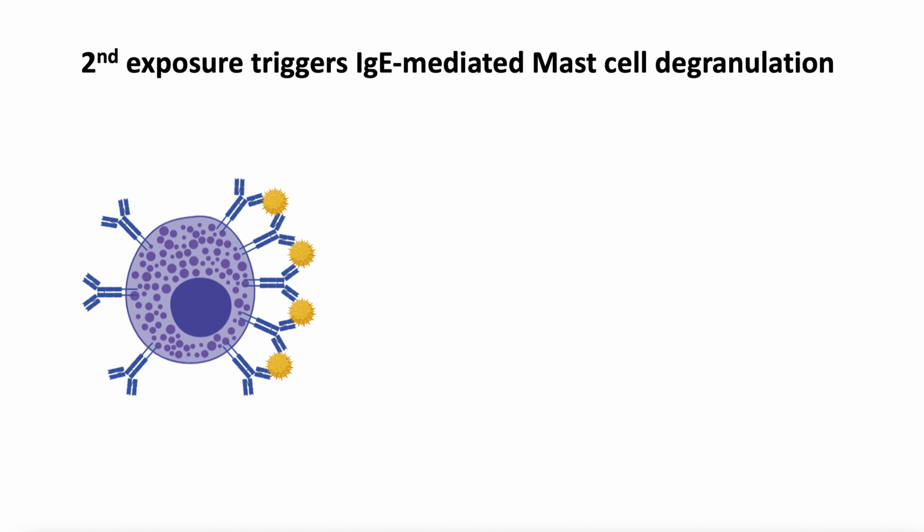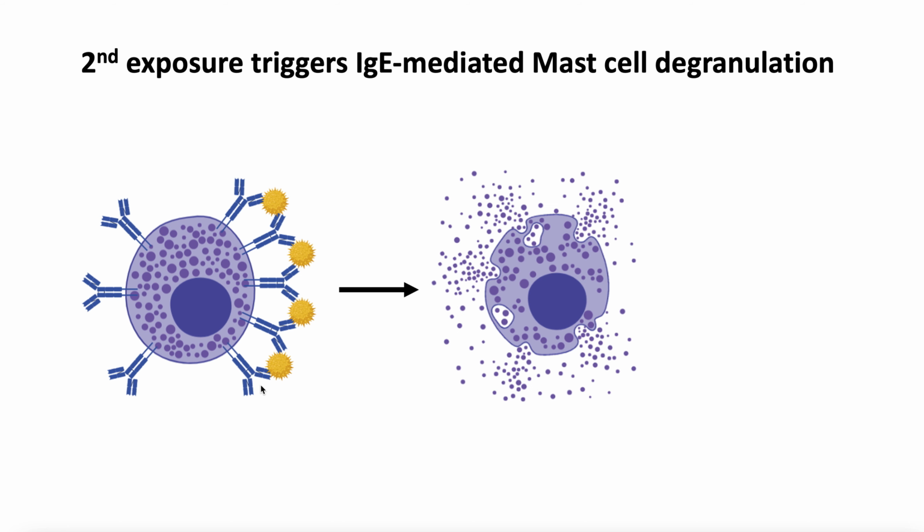Now, let's say months later, you are exposed to this allergen again, towards which you've made an IgE response. This allergen is now able to cross-link antibodies on the surface of this mast cell. And when that happens, it induces the activation of this mast cell, which promptly degranulates. And these granules are full of little goodies, and particularly histamines and leukotrienes, as well as a number of proteases that enhance inflammation and tissue invasion.